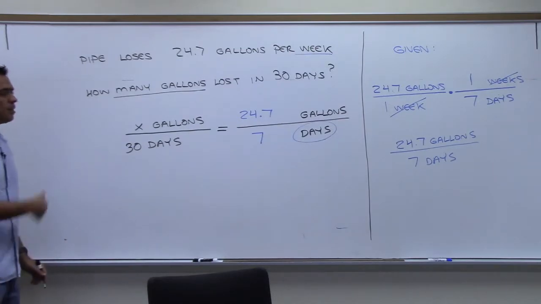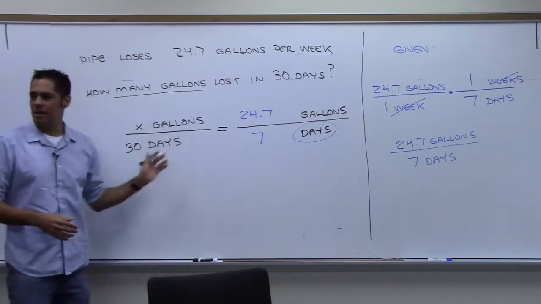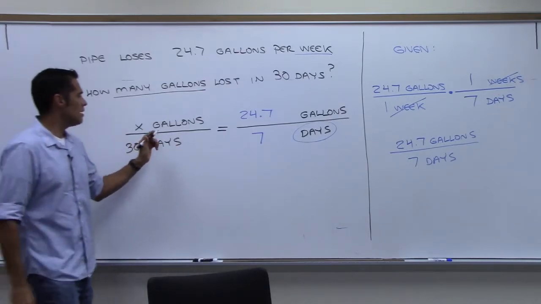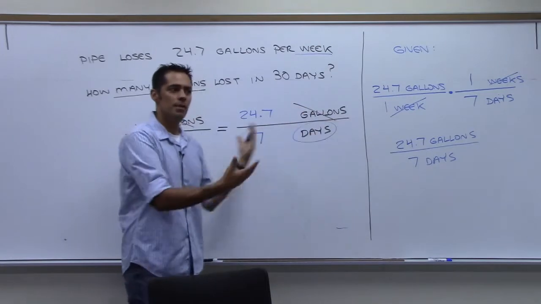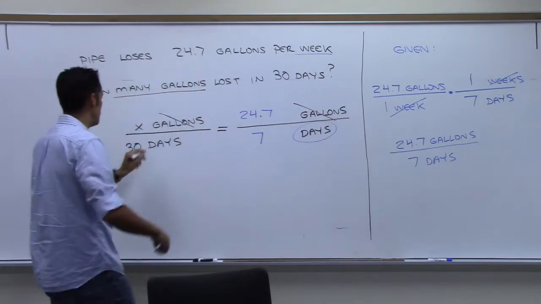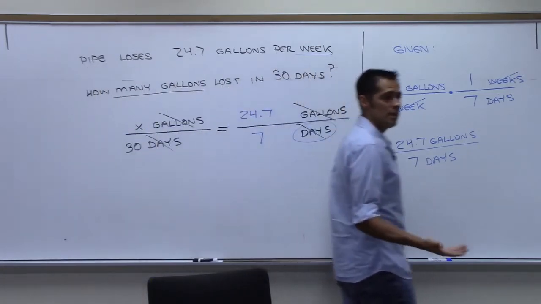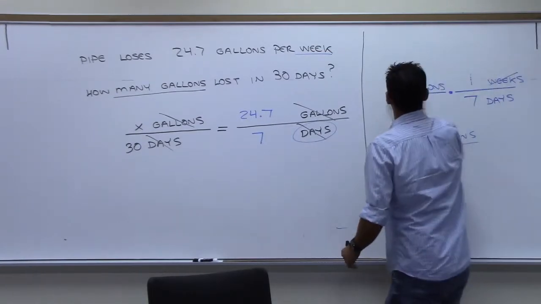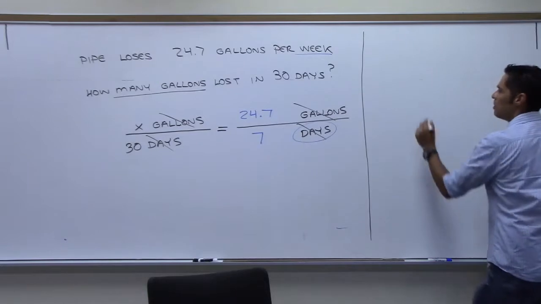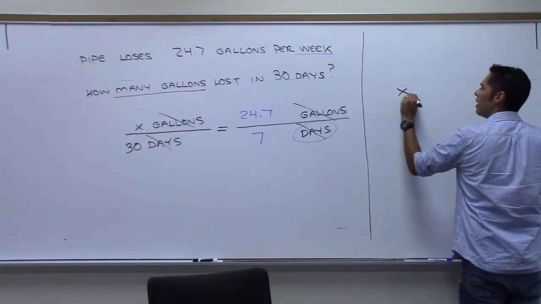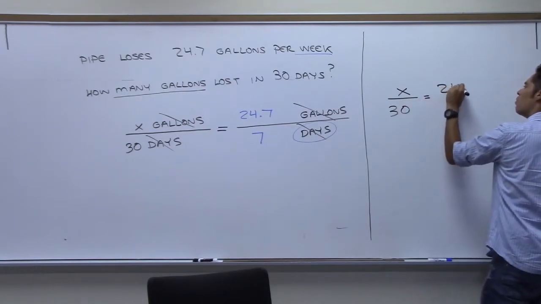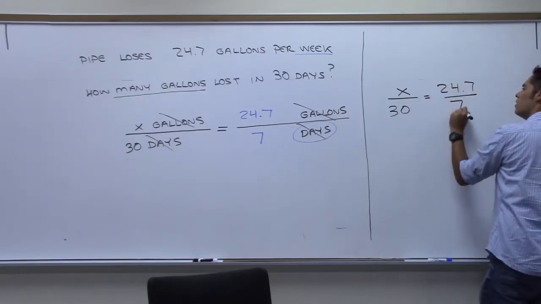How about the units? Gallons, gallons, days, days. Can I just ignore those? Yes, I can, right? Because you could basically divide out gallons on both sides. You could multiply both sides by days. And now you have a linear equation, don't you? If I write this linear equation down, I'd have x over 30 equals 24.7 over 7, yes?